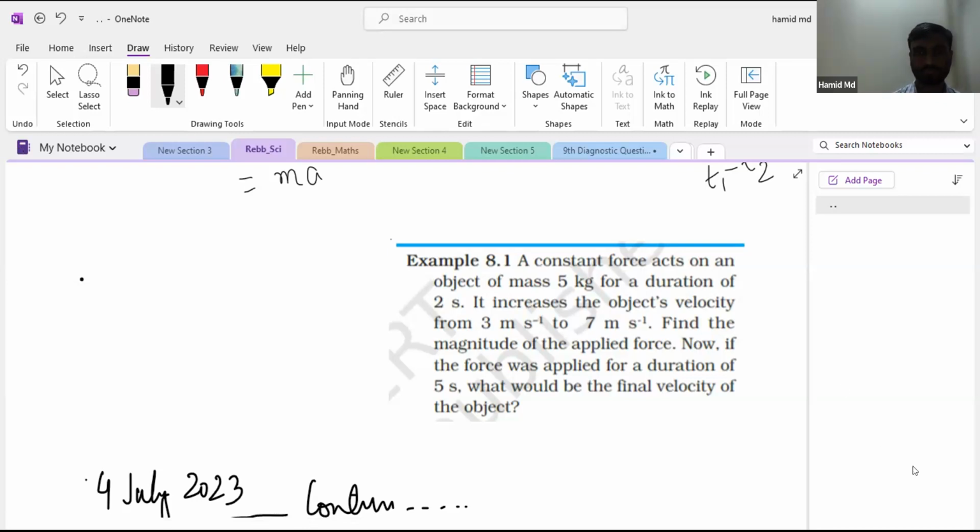For the first question, find the magnitude of the applied force. We first write m is equal to 5 kg. Time t is equal to 2 seconds. u, the initial velocity, is 3 meter per second and the final velocity is 7 meter per second. So to find the magnitude of the applied force, we know that force is equal to m into a, but we don't have acceleration. To find acceleration, the formula is v minus u by t. So we will put it as 5 kg into 7 meter per second minus 3 meter per second by 2 seconds.